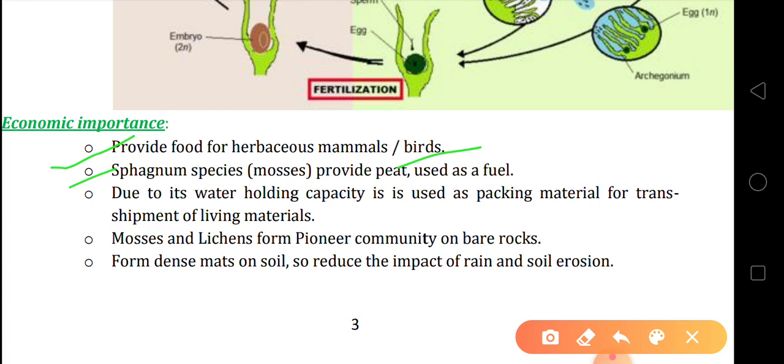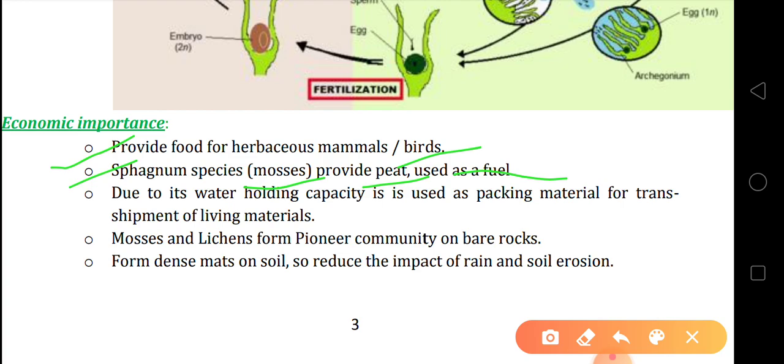Next, number 2, Sphagnum species such as mosses provide peat. Children, peat is a kind of substance that is used as fuel. So peat that is produced from mosses is used for fuel.